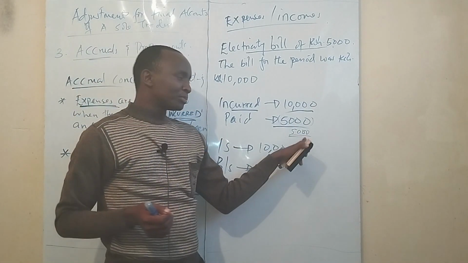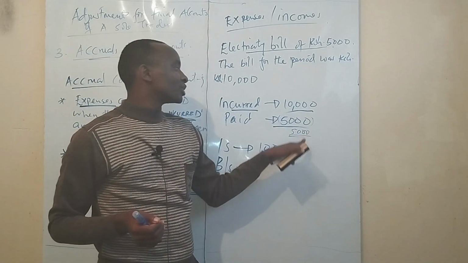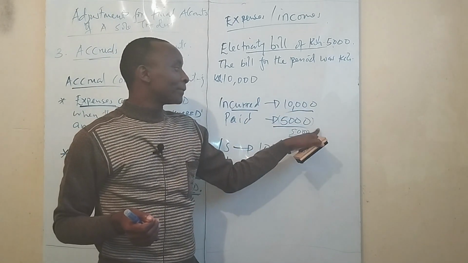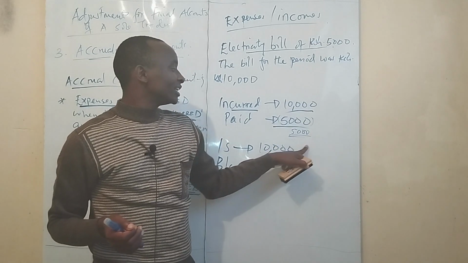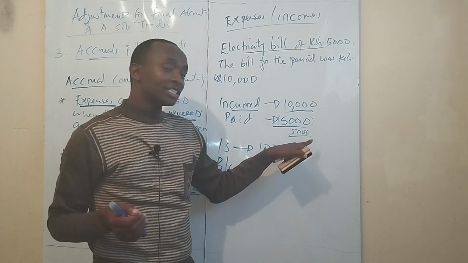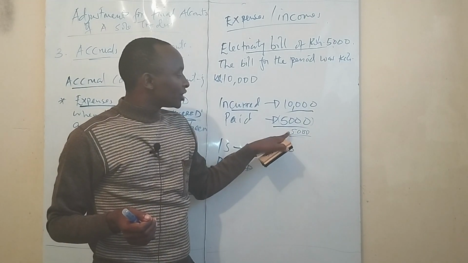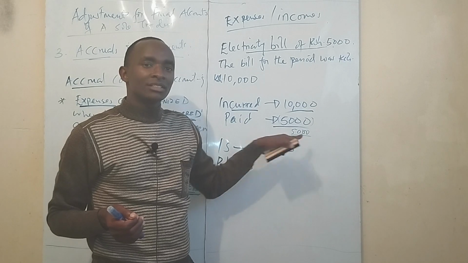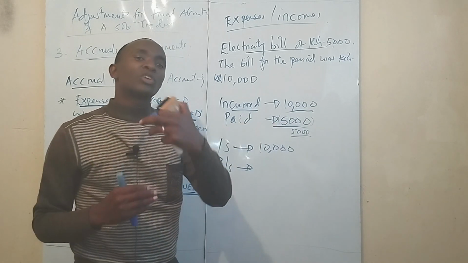Remember, you have not paid the 5,000, and you are supposed to have paid. You incurred 10,000, but you paid 5,000. Meaning the electricity company, or the power and lighting company, will require you to pay an extra 5,000. So this one is a liability to the business, right? It's a liability because you have not paid.